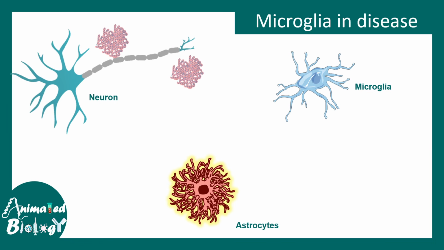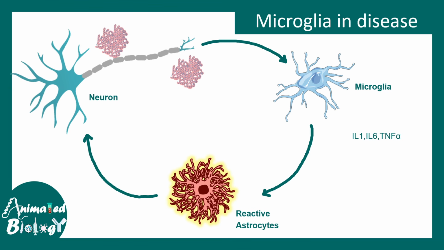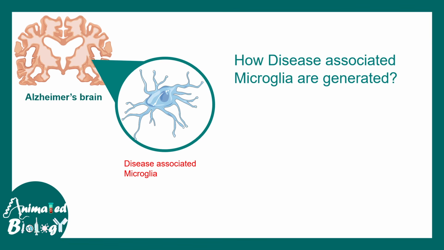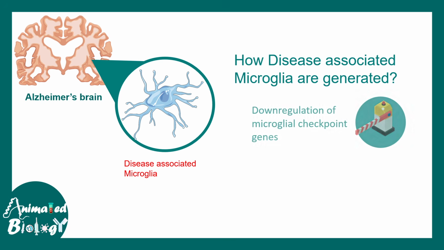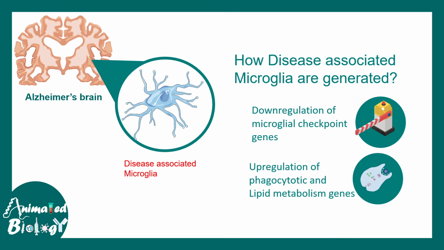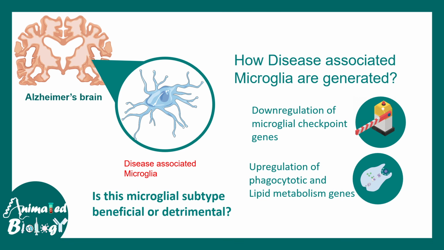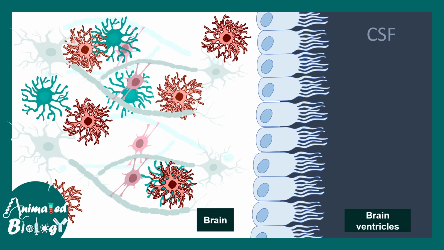Again, like I said previously, microglia and astrocytes talk to each other. In the Alzheimer's brain, plaques trigger microglia to release pro-inflammatory cytokines and convert astrocytes into reactive ones. So this creates a vicious cycle. Also, it's important to note that in the Alzheimer's brain, recent research has found specific microglia known as disease-associated microglia, which are generated due to downregulation of microglial checkpoint genes and upregulation of phagocytotic and lipid-associated genes. But what the exact functions of these cell types are, whether they are detrimental or beneficial, is still unknown.